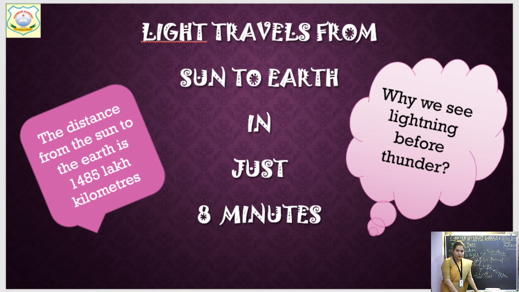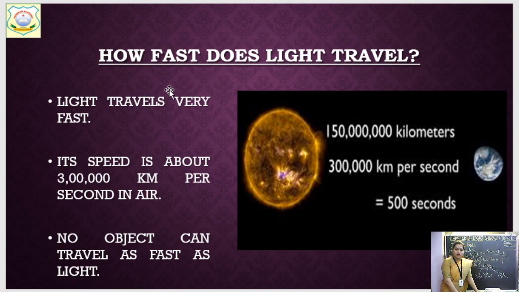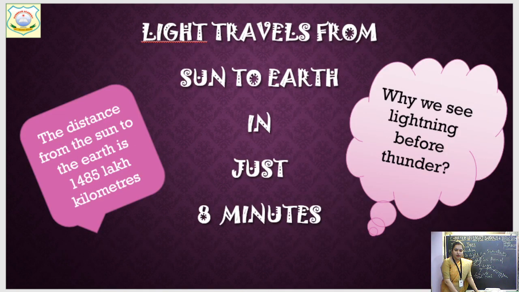So we have studied a few things. Let me again revise it. First is, how fast does light travel? Light travels very fast. This much is the speed of light. Next, light travels from sun to earth in just 8 minutes. Though the distance between both is very long, still it is covered in 8 minutes. And light can travel much faster than sound. So these are the important things that we have studied in how fast light travels. Okay.